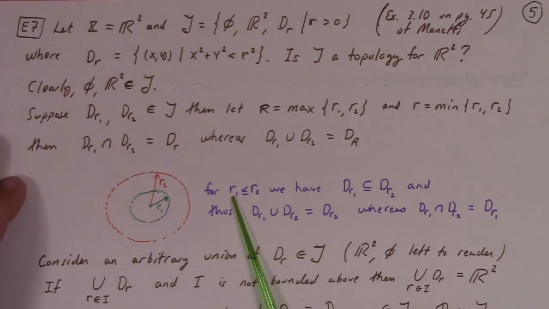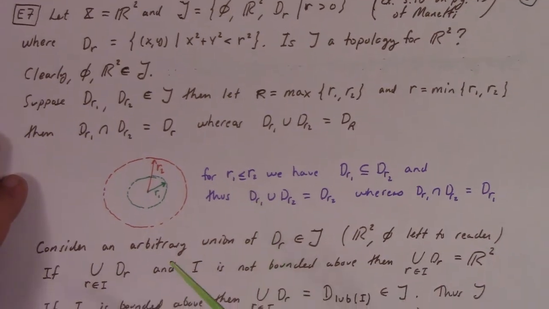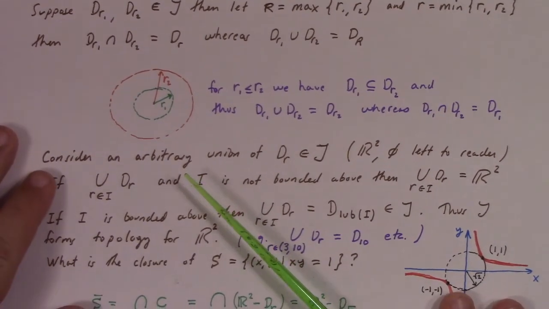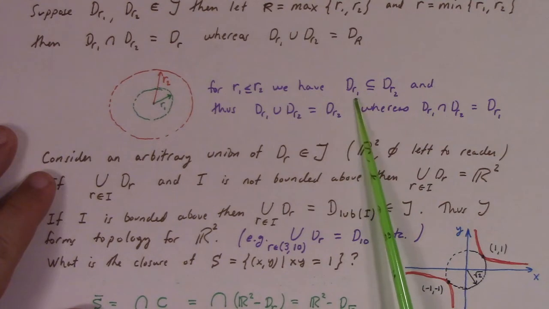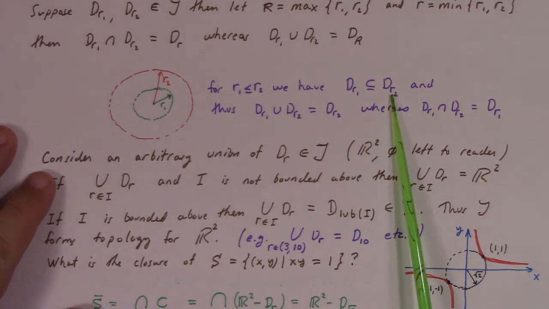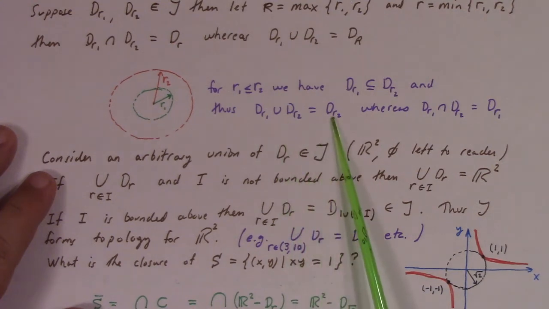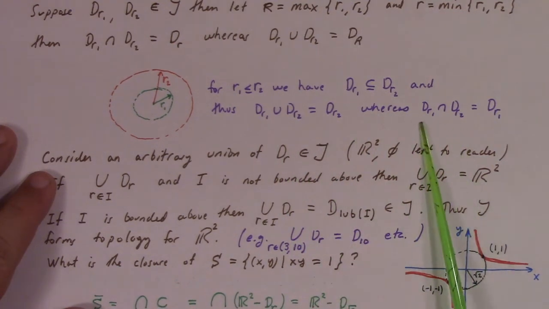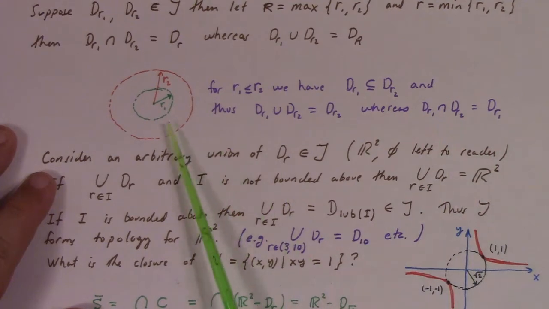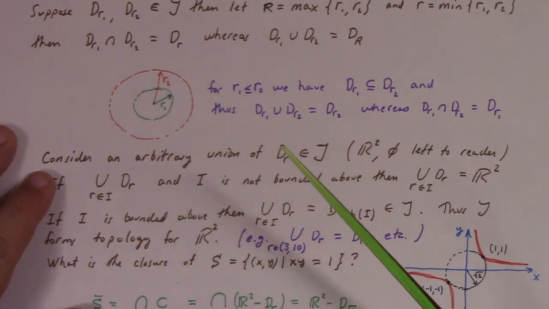In particular, if we had r1 less than or equal to r2, you can easily see that the disk of r1 is a subset of the disk of r2. That would mean that the union of the r1 and r2 disks would just be d sub r2, whereas the intersection of r1 and r2 would just be d sub r1, like in my picture over here.